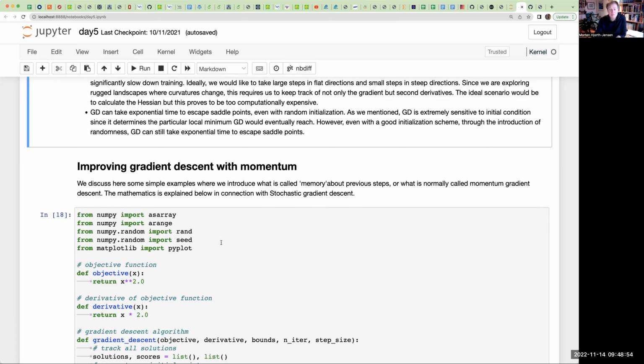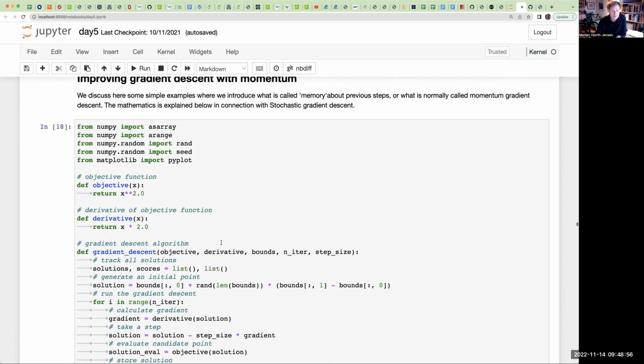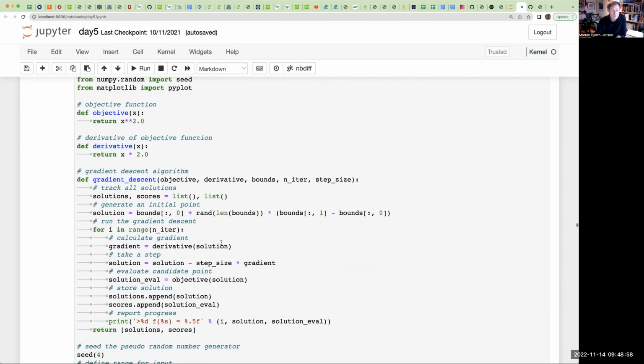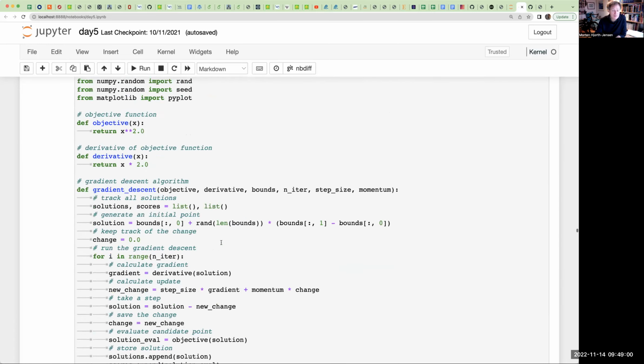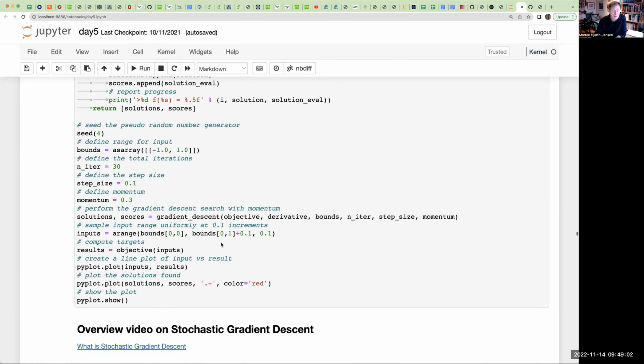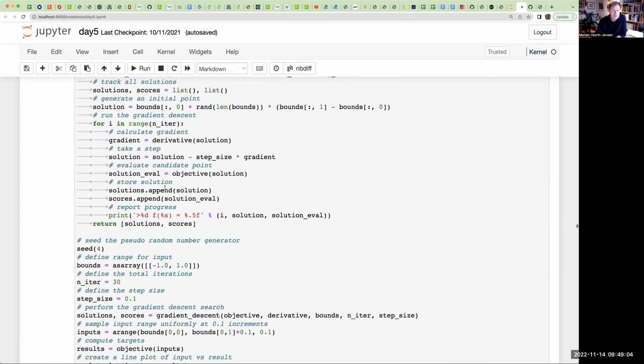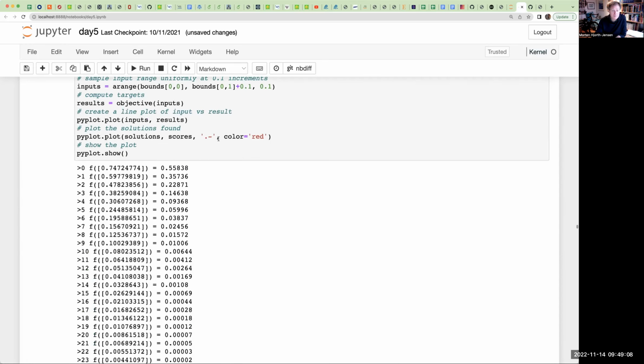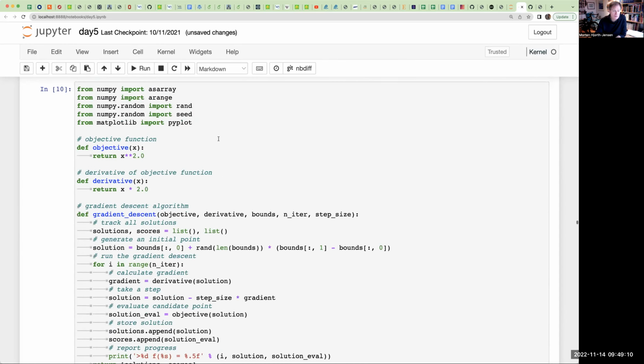Now, this is a method which is very easy to implement. And I just wanted to show you a very simple example which we have here. And this is a method which now implements the standard gradient descent. It's a very simple function which we have.